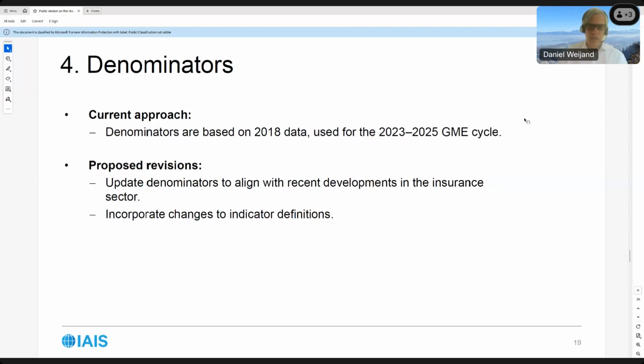Denominators in the current methodology are still based on 2018 data, and we propose to update those denominators. On the one hand, they need to be updated for level 3 assets indicator, interfinancial assets, interfinancial liabilities, and all indicators that will be changed. But we propose to update all of them based on more current data.